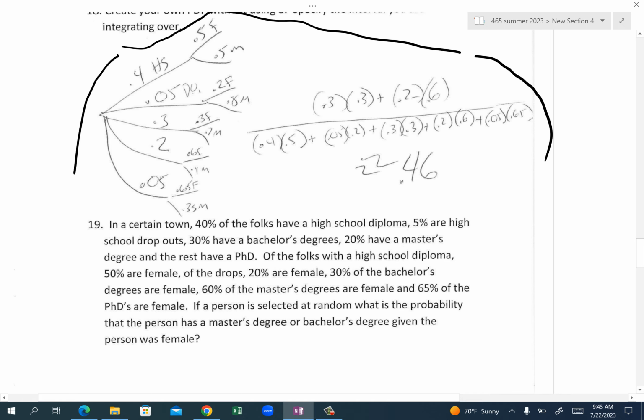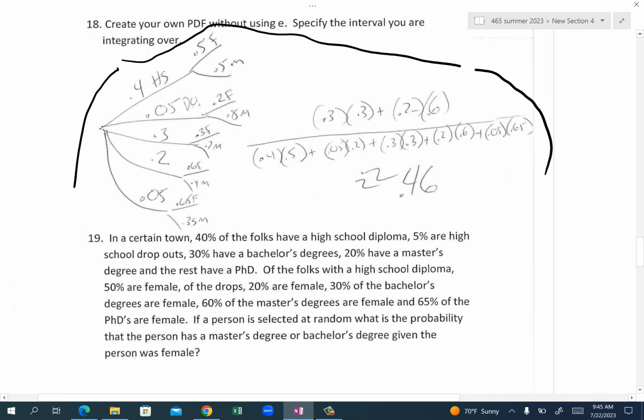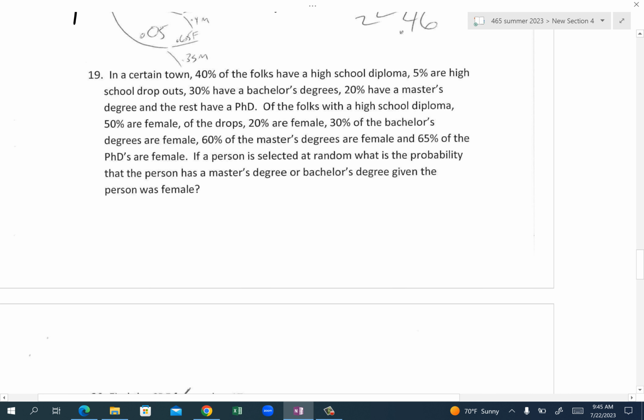Okay. For this one here, it's pretty straightforward. I just worked it all out. They're either high school dropouts or whatever else. Okay, great. And then they're either male or female, all the way down the line. So now it says, if a person selected at random, what's the probability the person has a master's degree or a bachelor's degree, given they're female. So everybody on the bottom, those are all your females. The ones on top are the master's and bachelor's degree females. So there's a 46% chance.